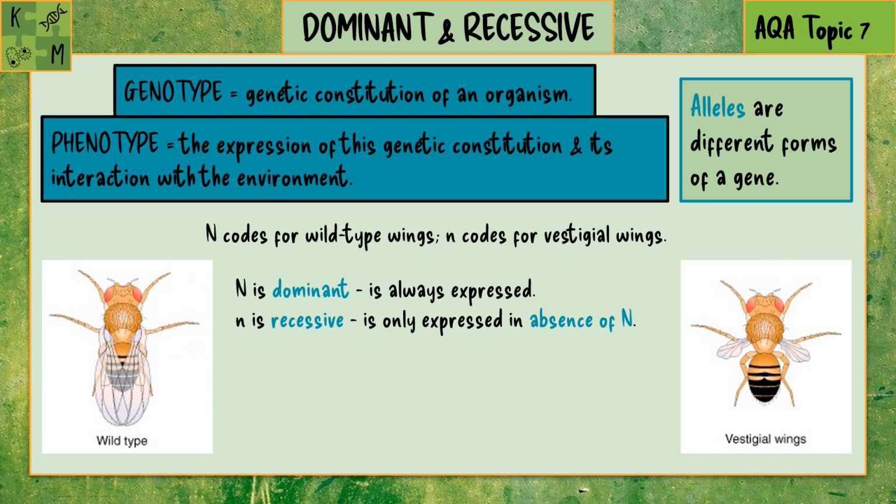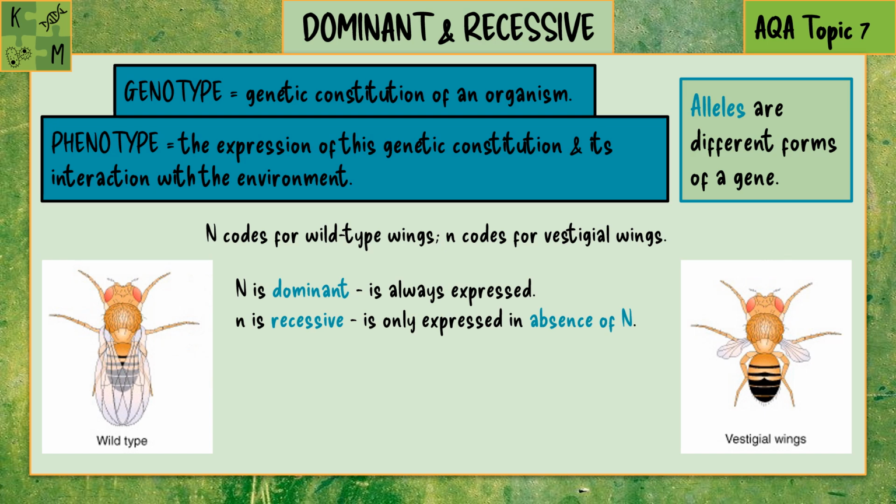So here, big N is dominant, which means if it's present, it will always be expressed. Little n is recessive. This means it's only expressed in the absence of big N. Be really careful when you're defining recessive, and we don't say that 2 copies are needed. That might be true for a diploid species, but the best way to explain it is to say it's only expressed in the absence of the dominant allele.